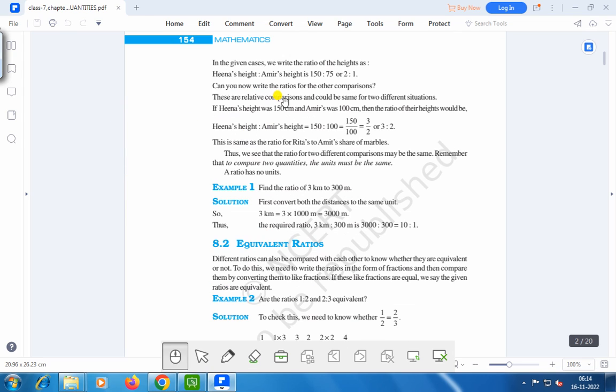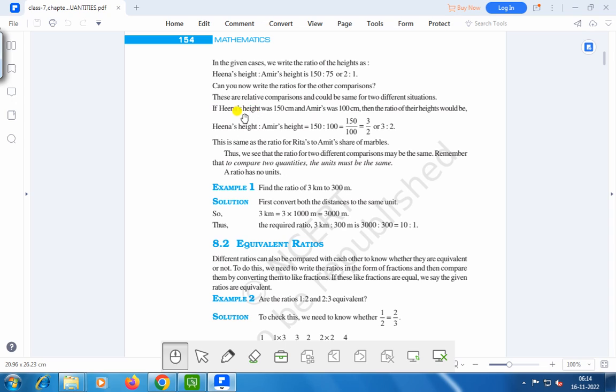In the given cases, we write the ratio of the heights as Hina's height is to Amit's height, 150 is to 75, that is 2 is to 1. Can we now write the ratios for other comparisons? These are relative comparisons and could be the same for two different situations.